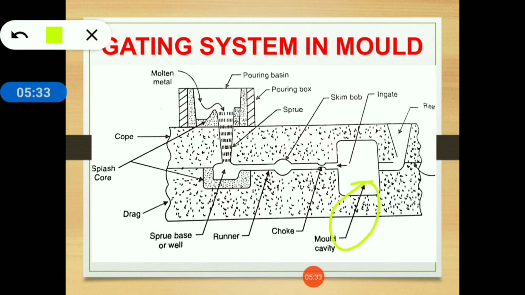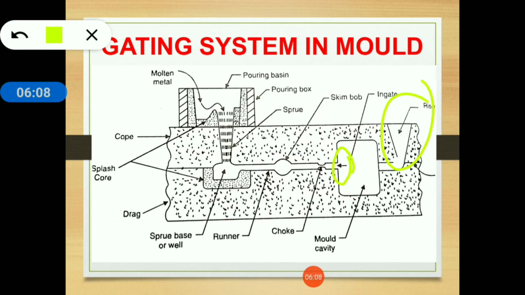Next one is the ingate. What are the gate and ingate? This is the gate. Before the ingate there is a gate arrangement. The small channel after the choke is called the gate. So, the gate is a channel through which your molten metal will pass down, and the ingate is a very small passage or very small entrance before the cavity. This entrance before the cavity is known as the ingate.